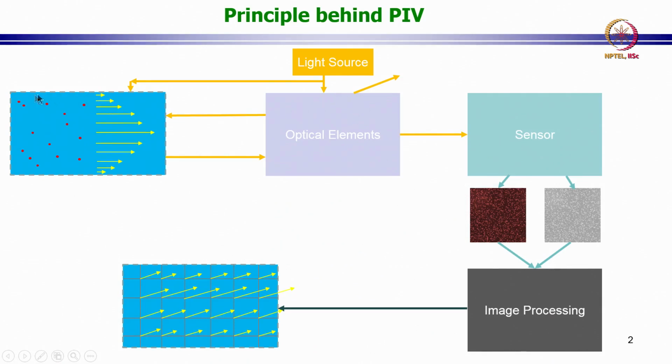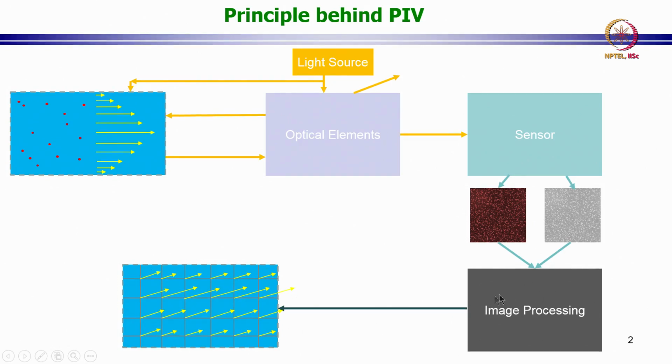We have discussed quite a bit of details about tracer particles, the use of optical elements, and then sensors. We have discussed to some extent the fact that they take two images, which is also called an image pair, and then the image processing unit is what finally works on this data set to finally produce a velocity map.